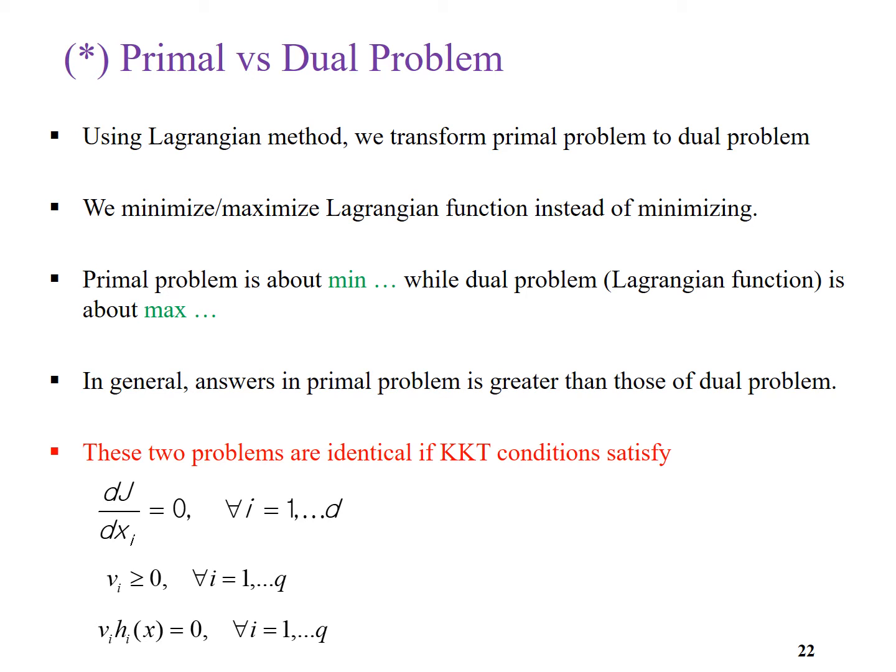Okay, so in general, the answers of the primal problem are usually greater than the answers of the dual problem. Okay, so in general, they are different. The answers of the primal problem are different from the answers of the dual problem in general. But there are cases where, if certain conditions are met, then the original primal problem and the dual problem are identical. Okay, that means if these conditions are true, then the answers of the primal problem are exactly the same as the answers of the dual problem. Okay. So that's the importance of the KKT condition here. KKT stands for the initials of the three persons who first invented it. Okay.